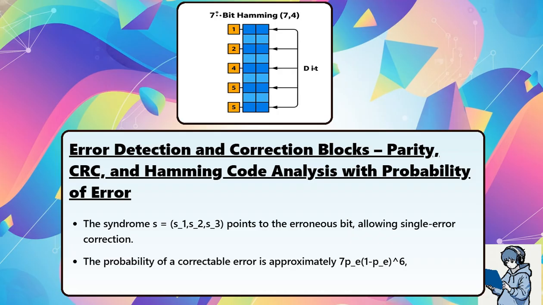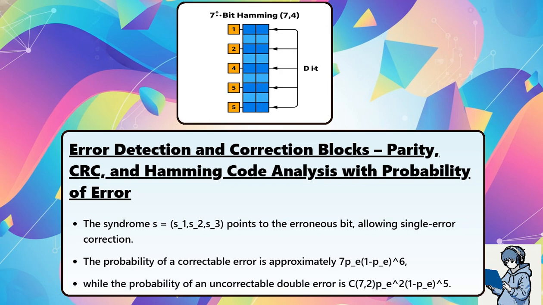The probability of a correctable error is approximately 7 pe times (1 minus pe) to the 6, while the probability of an uncorrectable double error is combination of 7 choose 2, pe squared times (1 minus pe) to the 5.